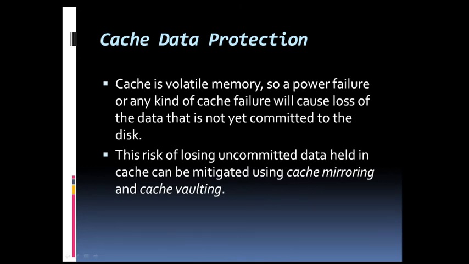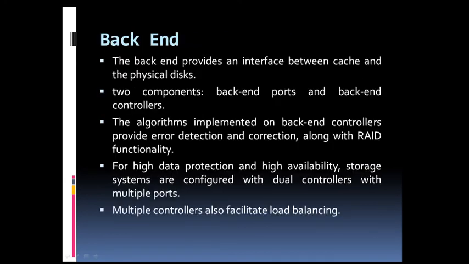Therefore, storage vendors use a set of physical disks to dump the contents of the cache during a power failure. This is called cache vaulting, and the disks are called vault drives. When power is restored, the data from these disks is written back to the write cache and then written to the intended hard disks. So this is about the cache.